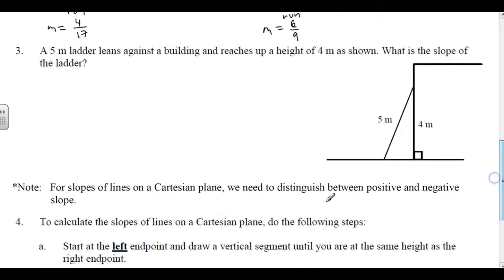A 5-meter ladder leans against a building and reaches up a height of 4 meters as shown. What is the slope of the ladder?